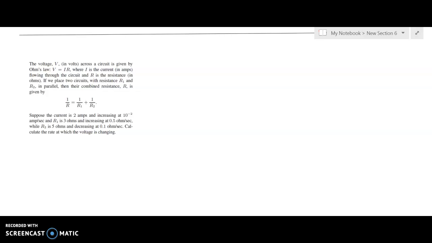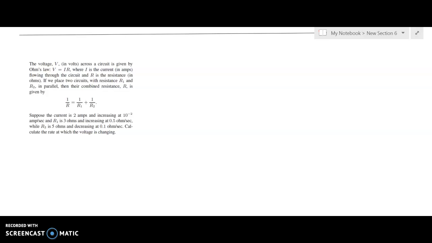In this problem, we're going to take a look at an application of the chain rule, and one that's going to require multiple chains. The voltage across a circuit is given by Ohm's law, which states that voltage is equal to current times resistance. If we place two circuits with resistance R1 and R2 in parallel, then their combined resistance R is given by 1/R = 1/R1 + 1/R2.